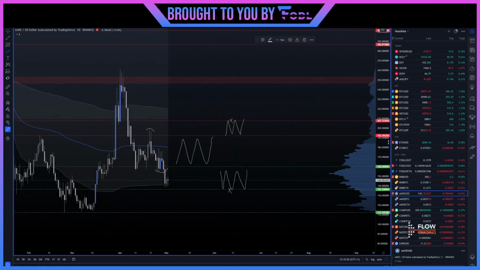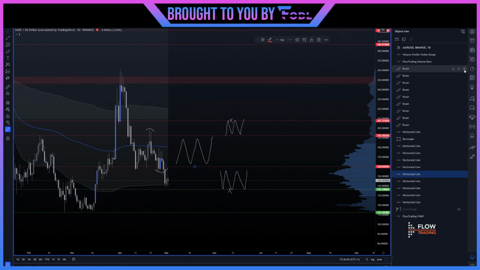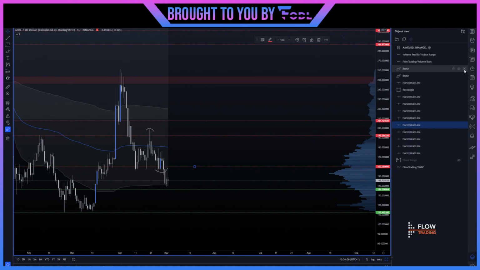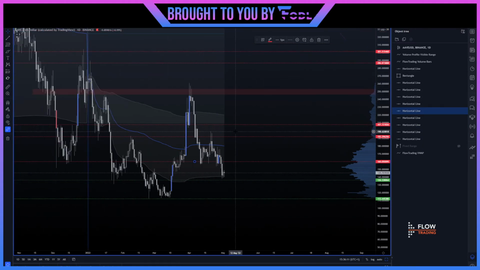AAVE versus USD. Wow, we've lost quite a few significant levels. So that one there is now resistance. I'm going to delete all these squiggles. As you can see, a lot of this TA doesn't work in the end because of what Bitcoin is doing, right?